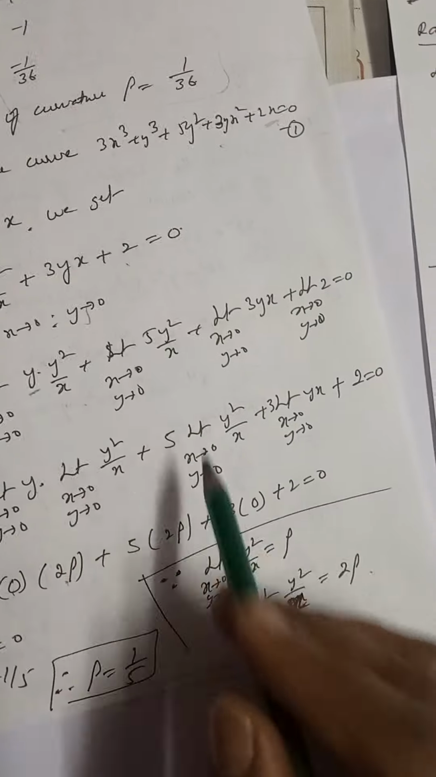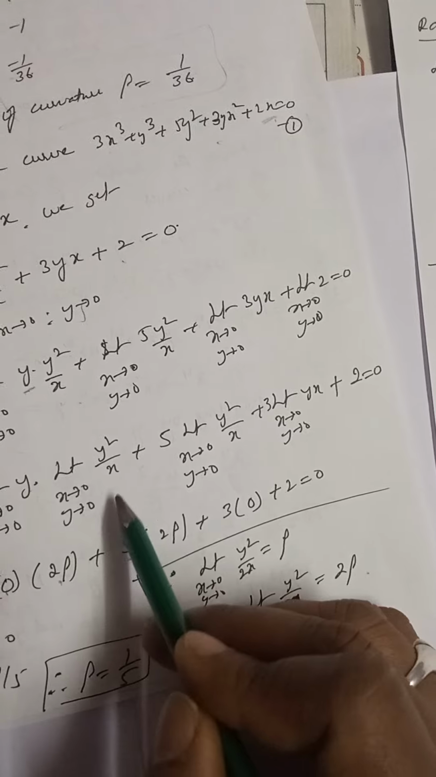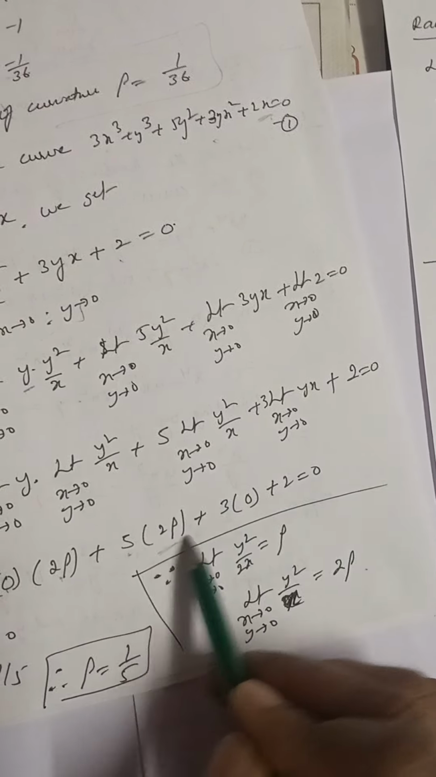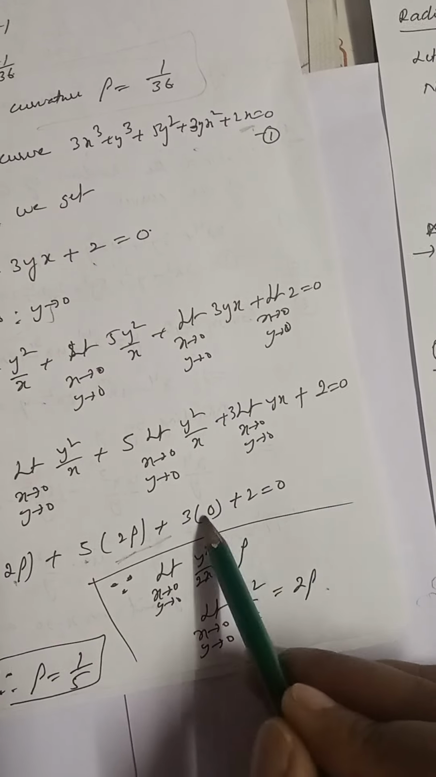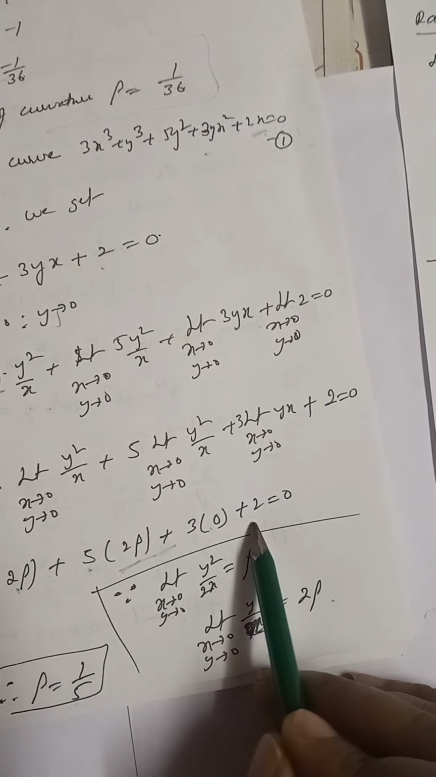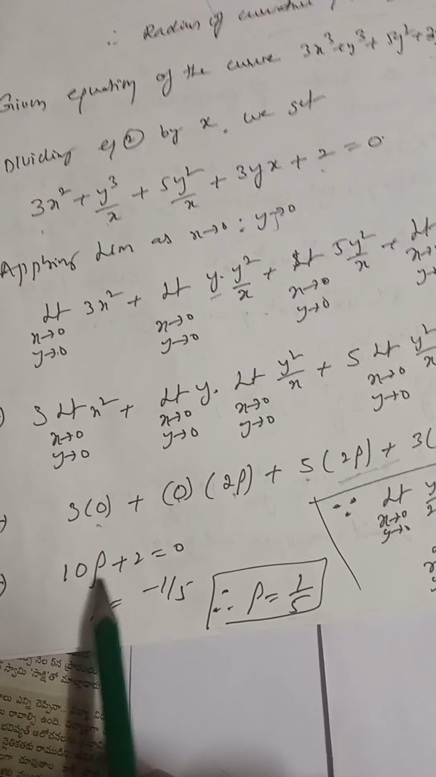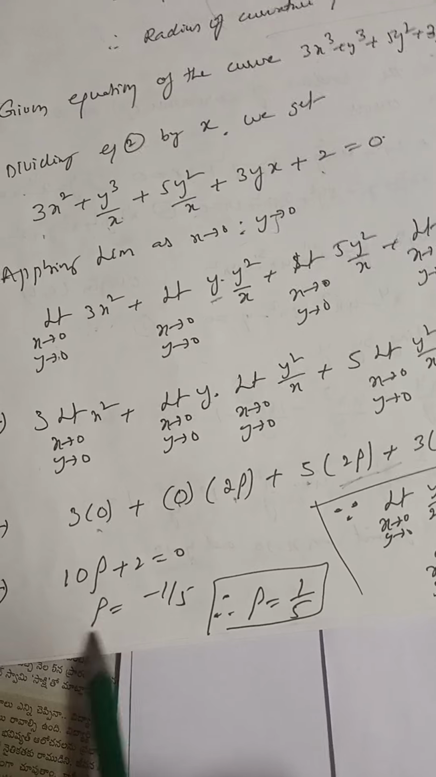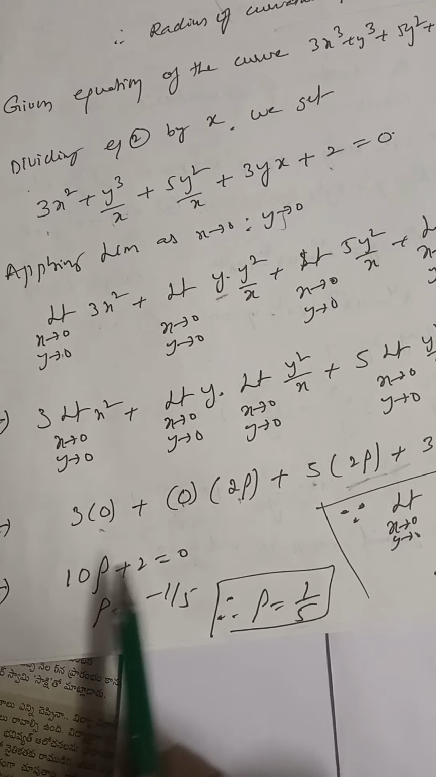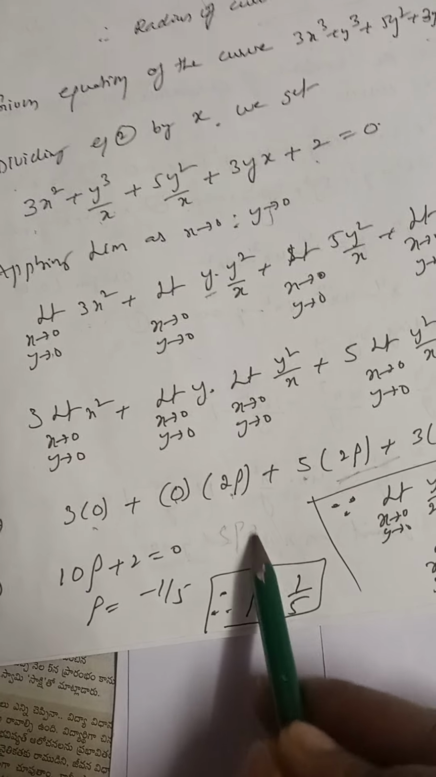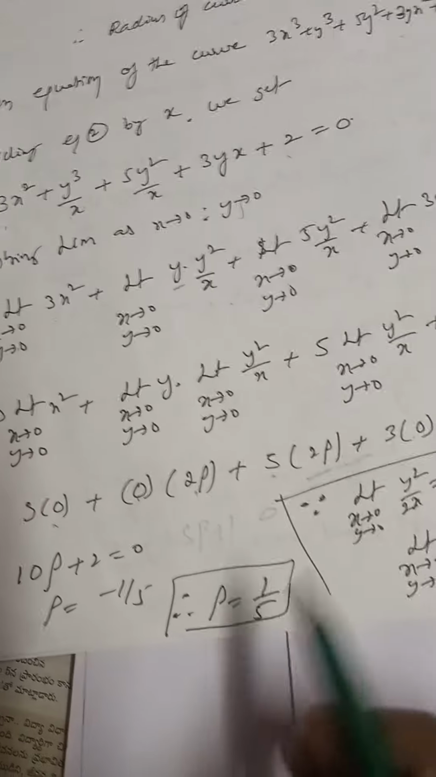Now 5 is a constant, we can take it outside. Limit y square by x can be written as 2 rho, right? Now 3yx, x value is 0, y value is 0, this is 0. Limit of a constant is 2 only, right? Now therefore 5 2s are 10 rho plus 2 is equal to 0. Rho is equal to what you will get? Minus 1 by 5. If you take 2 common, what you will get here? 5 rho plus 1 is equal to 0. Rho is equal to minus 1 by 5.